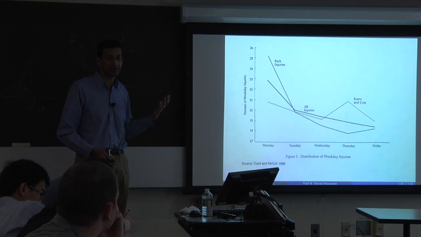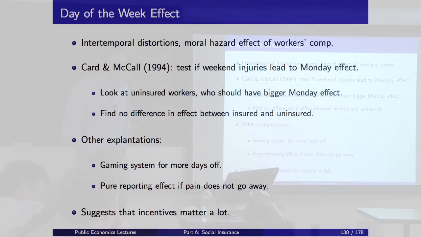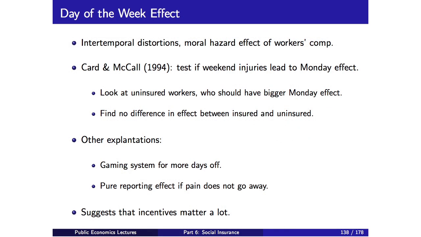So now what do we think is actually going on Monday? What's explaining this? That's not per se that interesting from a policy point of view, but you might be curious. So there's this paper by Card and McCall in 1994 that asks if weekend injuries lead to the Monday effect. So what's the logic here?